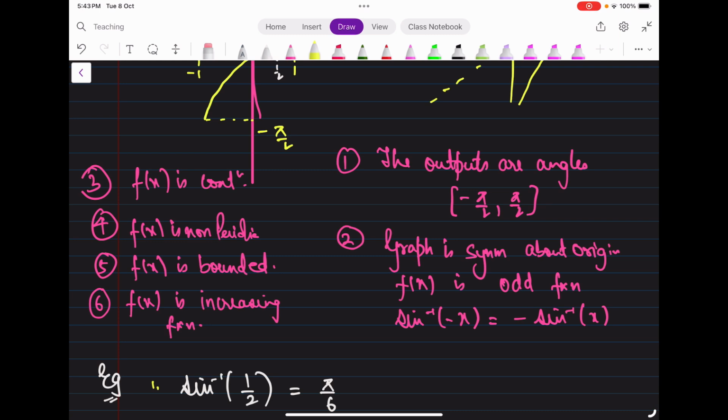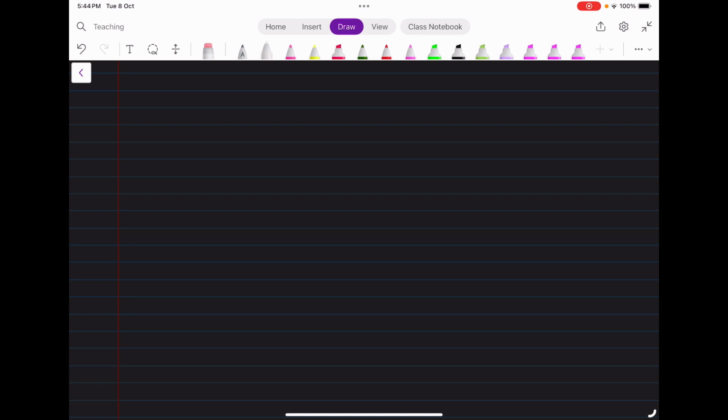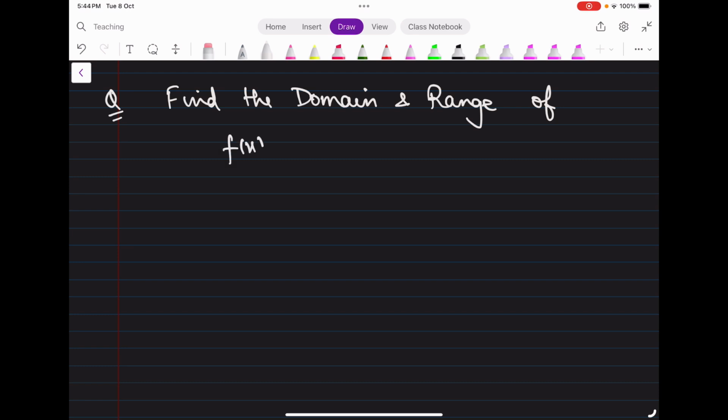Now let's talk about some interesting problems based on this sine inverse x only. Let's talk about a question: find the domain and range of f of x is equal to sine inverse of e power x. So you know it very well, whatever the input is inside sine inverse, that should lie between -1 to +1. This is something which we know.